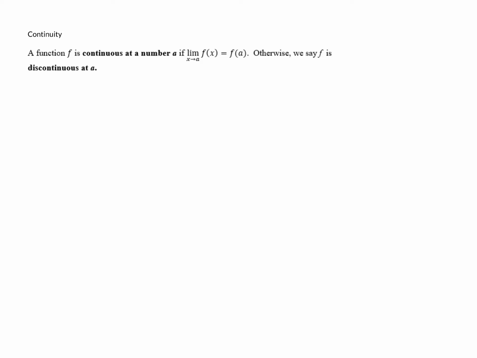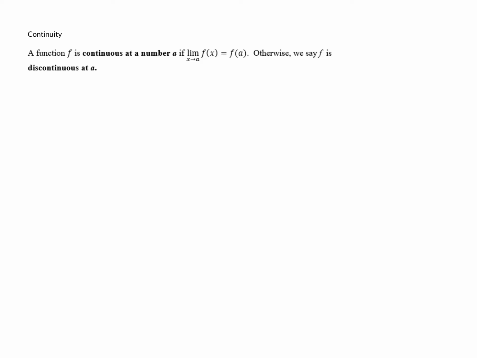Now I want to note that this actually places three requirements on the function. First of all, the limit must exist as x approaches a. Secondly, the function must be defined at a. That value a must be in the domain. And third, the limit and the function value have to be equal. If any of those things fail, then the function is discontinuous at that value a.